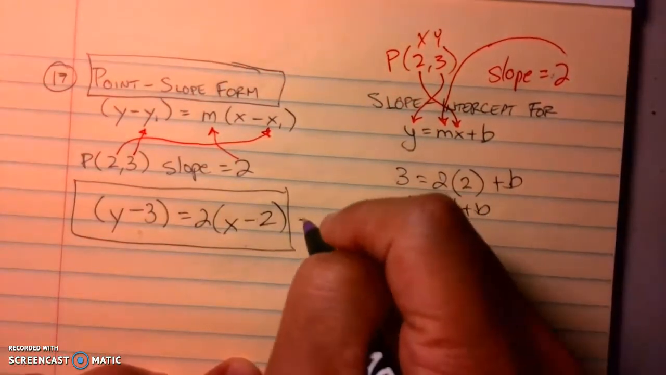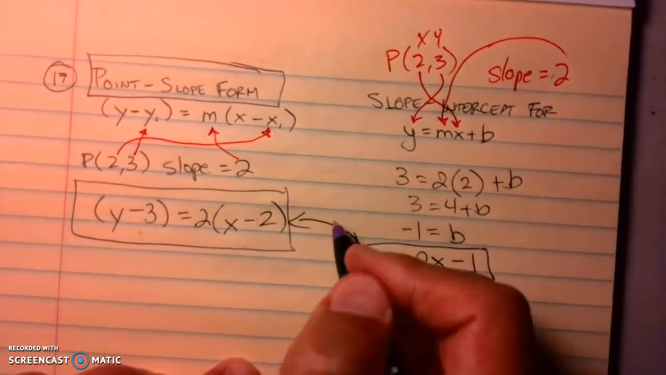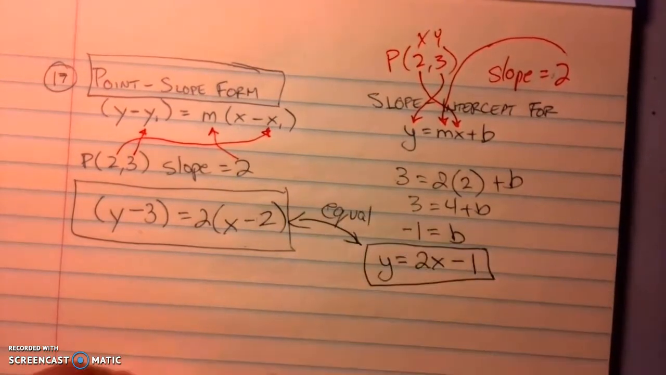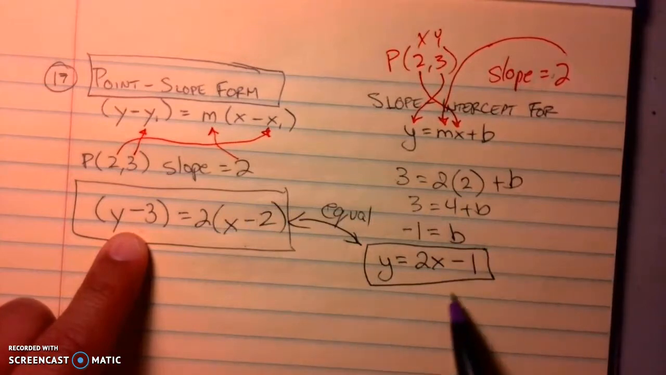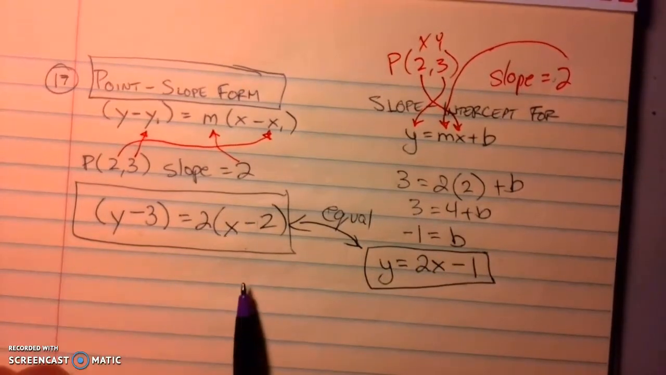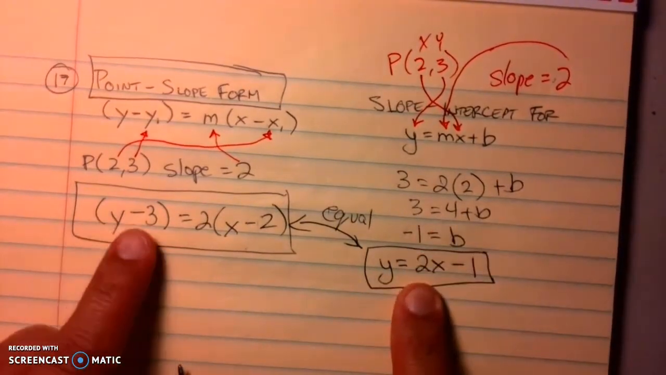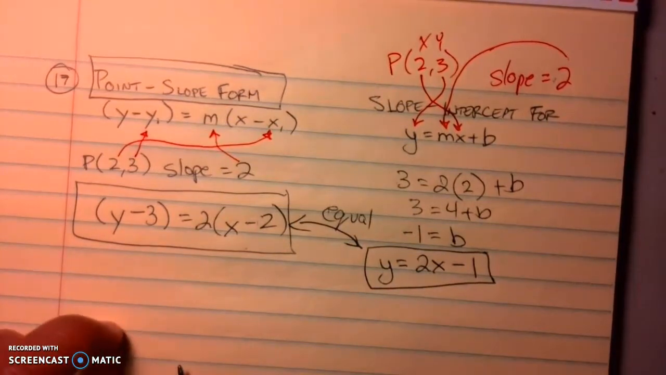Now believe it or not, these are equal. They don't look like they would be equal, but if I do the distributive property here and add this 3 over, you would have the same exact equation here. Okay, this is in slope-intercept form, this is in point-slope form.